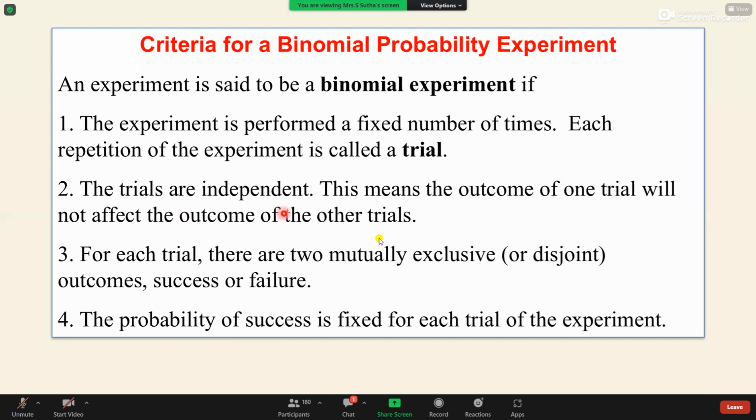Then the trials are independent. The repetitions of the experiment are independent, so the outcome of one trial will not affect the outcome of another trial. And for each trial, there are two mutually exclusive outcomes. So for each and every trial, there are only two outcomes, which we commonly name success or failure.